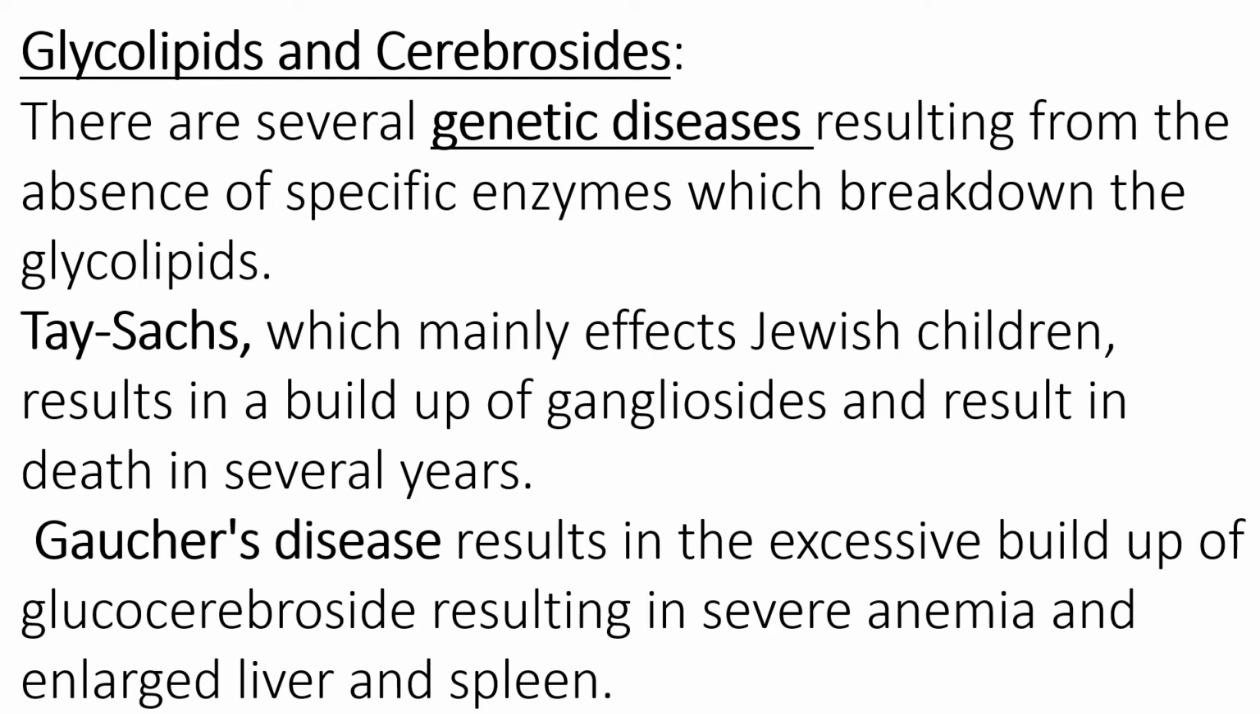The glucosidase enzyme is deficient, and what happens is the glucocerebroside gets accumulated in the lysosomes of various organs like the liver and spleen, and it results in enlargement of the liver and spleen and severe anemia. So these are the two genetic disorders which are concerned with the degradation of the gangliosides and the cerebrosides.